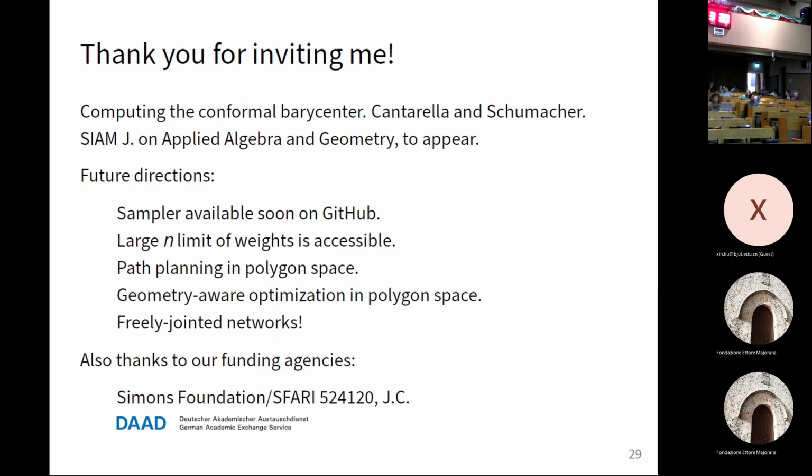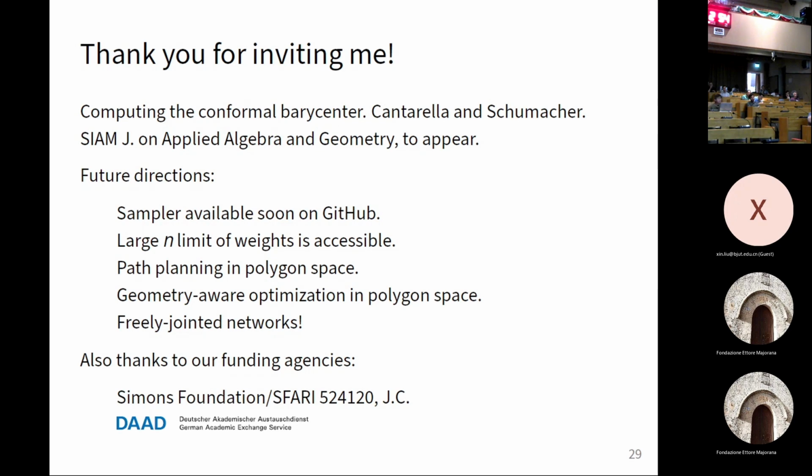The last couple of things are, with this, we can do path planning in polygon space if you want a path from one closed polygon to another. Just move the edges however you want and close it along the way. If you want to optimize a function over polygon space, you can use similar numerical methods. So this is perhaps a long-awaited way to do the Carpenter's rule problem efficiently.